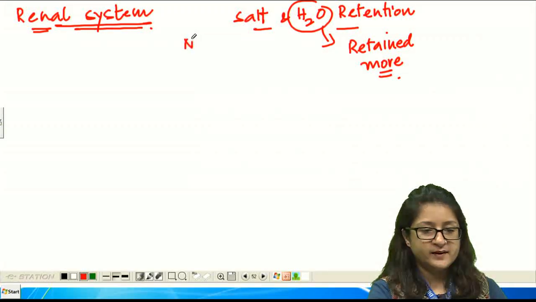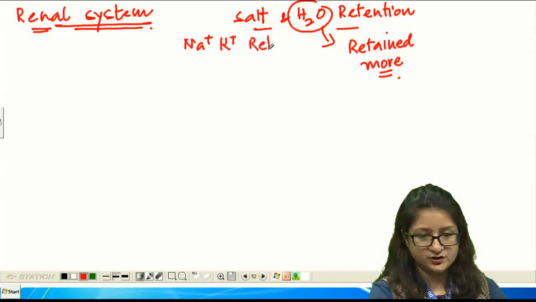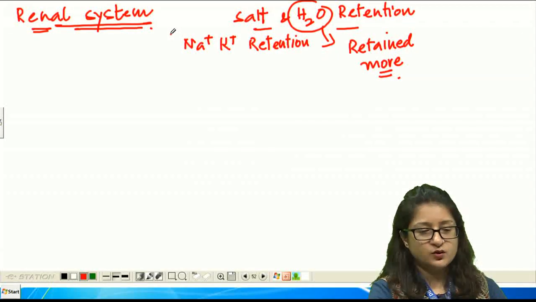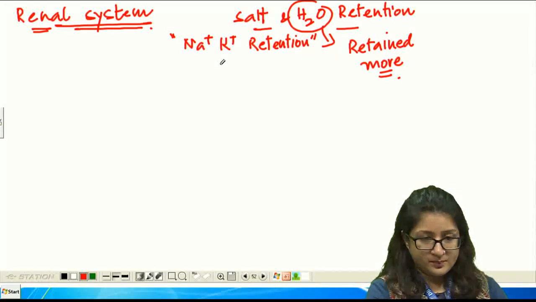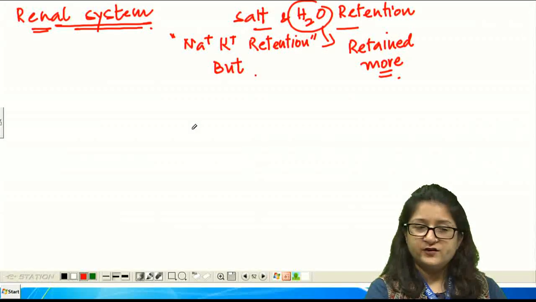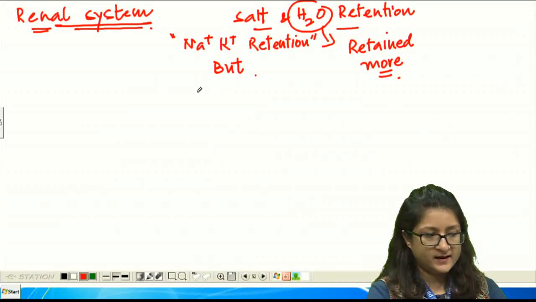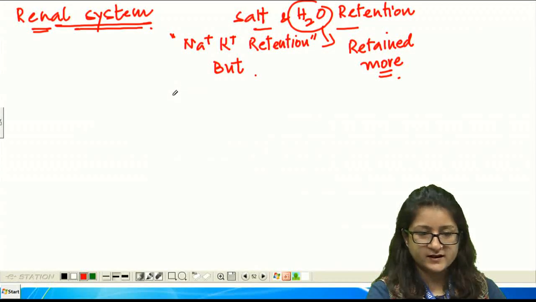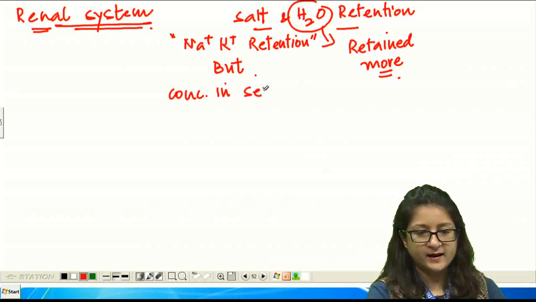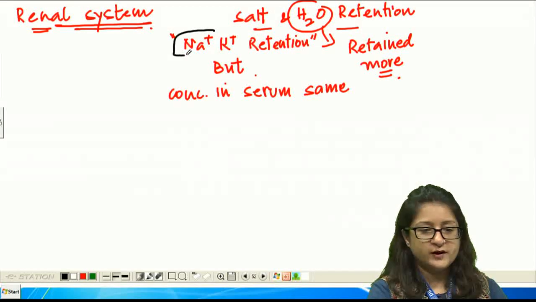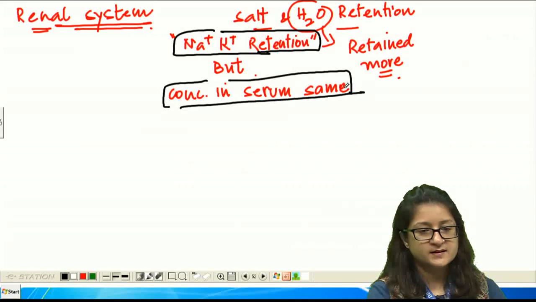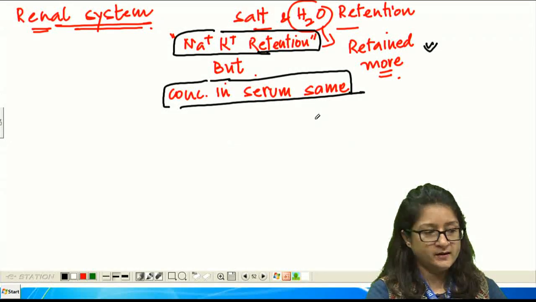Salt retention means that there is sodium and potassium retention. If there is sodium and potassium retention, does their concentration increase? No, their concentration in serum remains the same. So sodium and potassium are being retained, but the concentration in serum remains the same. Why? Because water is retained more. So there is sodium and water retention and the serum concentration remains the same.